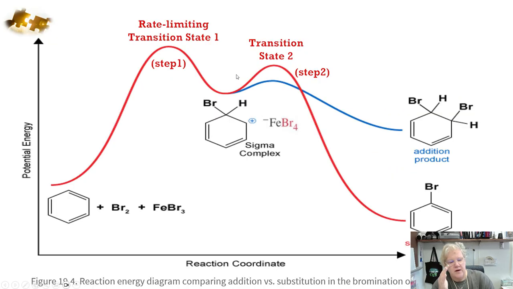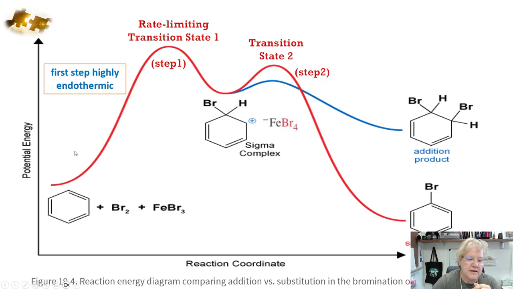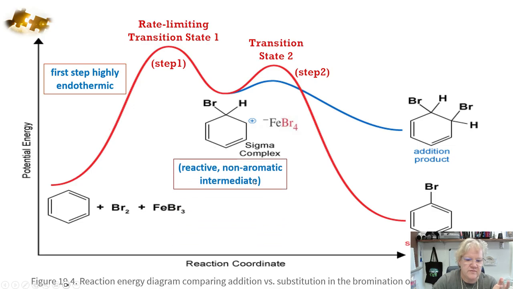If we look at our potential energy diagram here, it's important to know certain things. Our first step is highly endothermic. It's very energy intensive. It is our rate limiting transition state in our first step. So we go way up here in energy to go through that first transition into our sigma complex. Now, we do get a lowering of energy, but it's still relatively high. It's stabilized through resonance, but it still doesn't want to sit here. It's very reactive and it's no longer aromatic. We've got to fix that.